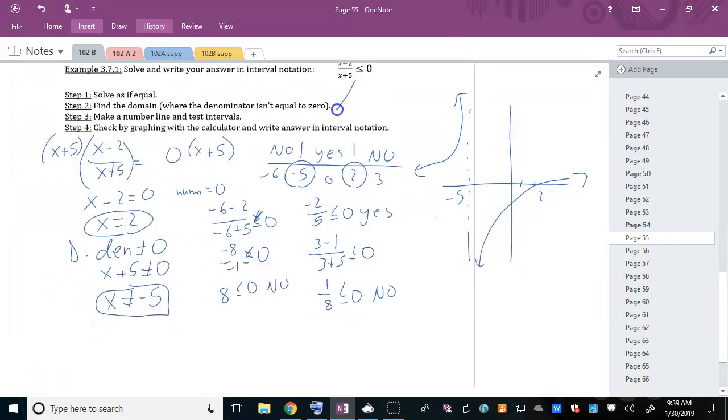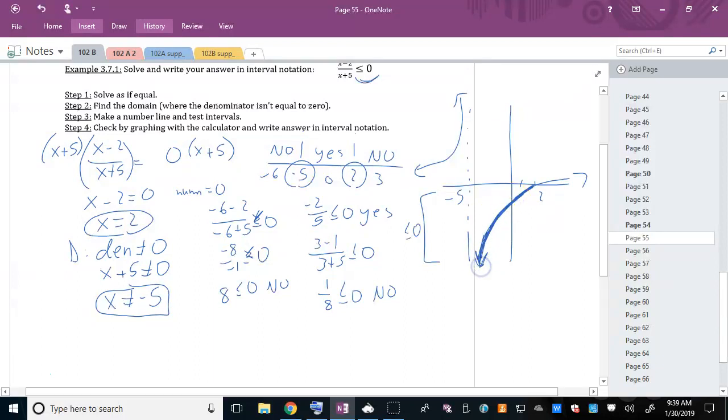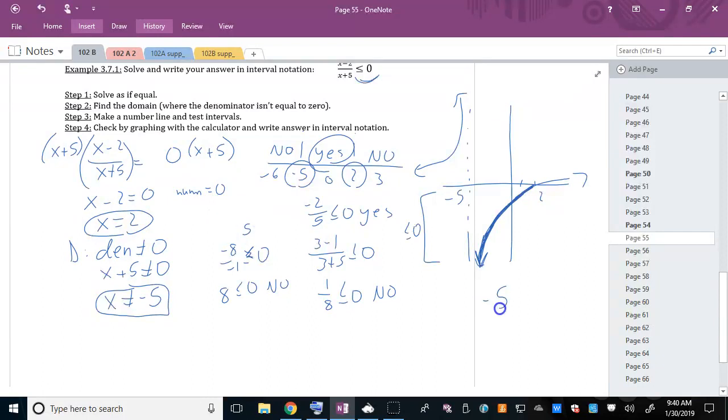Now again, to actually figure out the inequality part, I want to know where it's below 0. So below the x-axis. And hopefully when we have this picture, we can look at that and say, okay, this middle piece is below the x-axis. That's the piece I want. That's where I got a yes. So my answer is -5 to 2.